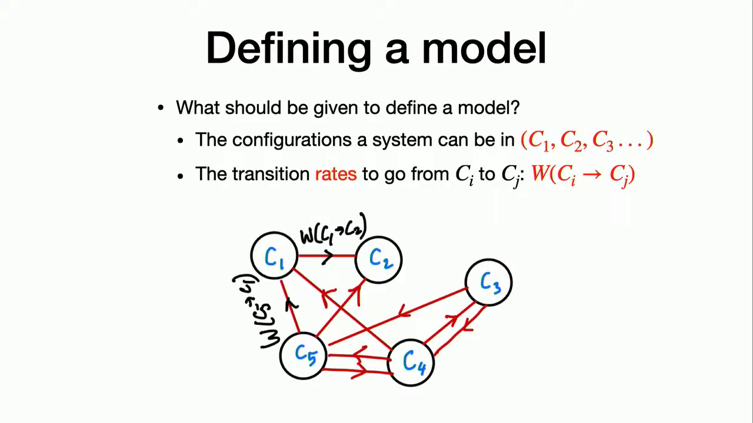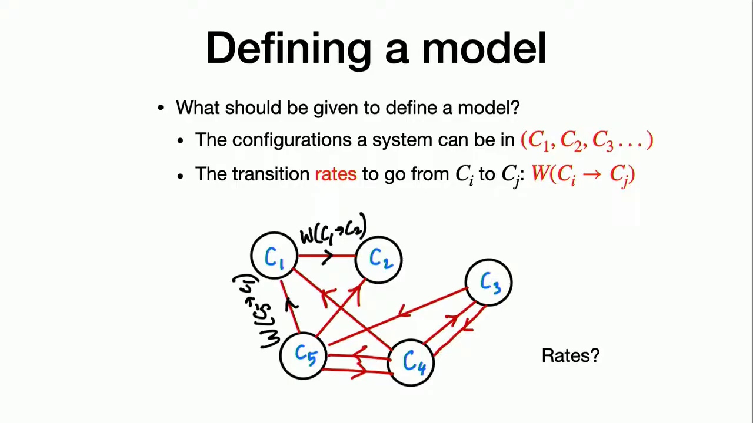So I have shown C1, C2, C3, C4, C5. From C1 I could go to C2 with rate W(C1 to C2), but from C5 I can go to C1, C2, C4 I can go to C5 and C5 back, and so on. But if I come to C1 I can only go to C2. Here is an example.